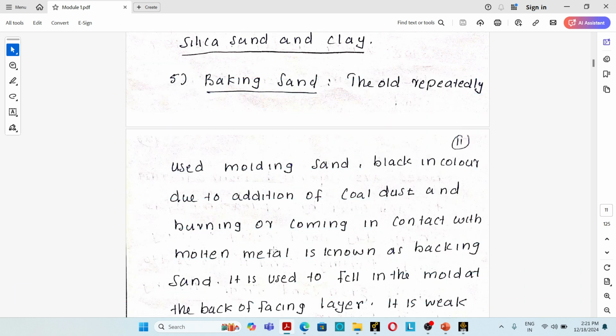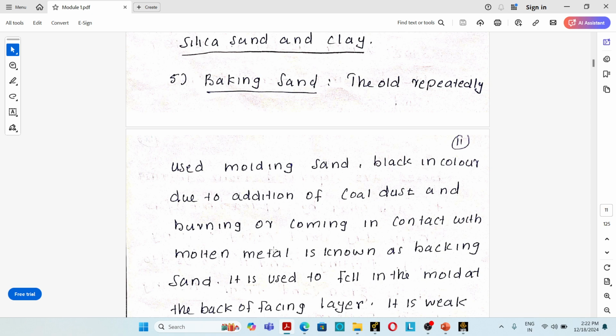Fifth one is the baking sand. Baking sand is old, repeatedly used molding sand. It is black in color due to the addition of coal dust and burning from contact with the molten metal. This is a reused sand. Facing sand is used only one time. After use, the facing sand becomes baking sand.